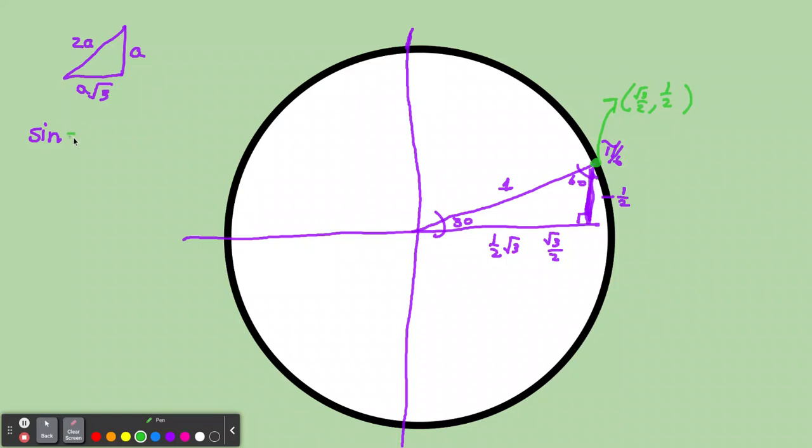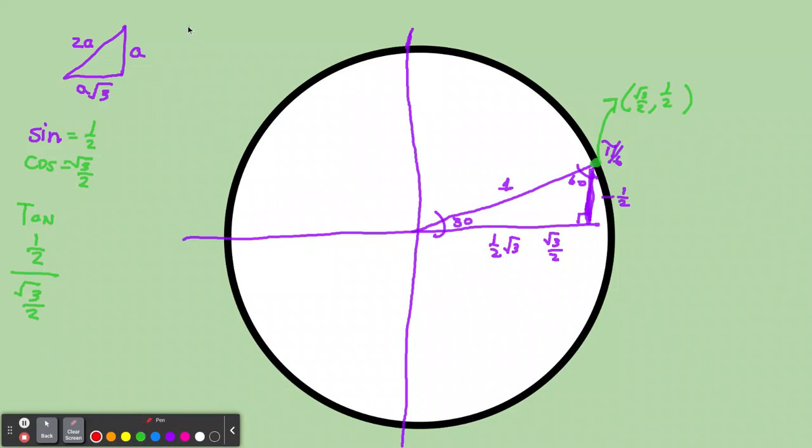So we know that sine is half. We know cosine is the square root of 3 over 2. And to get tan, we have to divide. We got to do half over square root of 3 over 2. We're dividing.